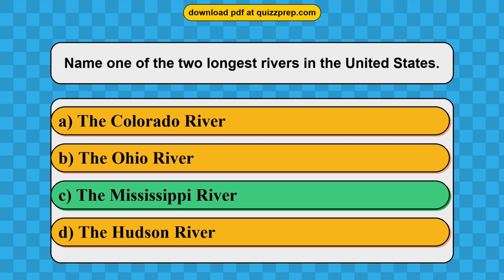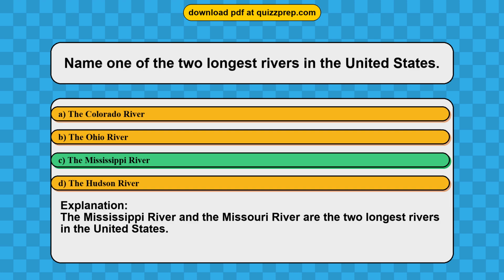The correct answer is option C. The Mississippi River. The Mississippi River and the Missouri River are the two longest rivers in the United States.